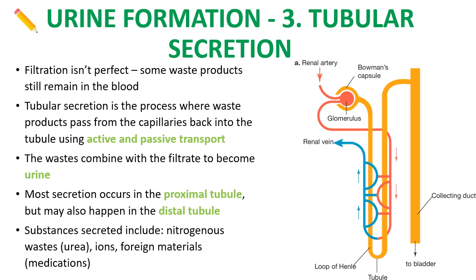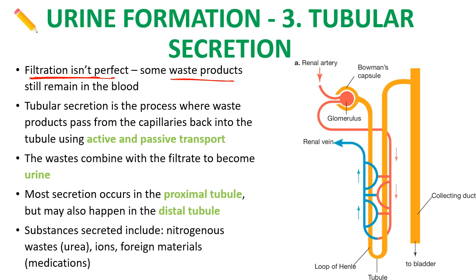All right, so step 2, we've reabsorbed the chemicals that we want. Step 3 is tubular secretion. This is needed because the filtration at the start is not perfect. It doesn't actually filter out all of the waste products. So some of the waste that we need to get rid of from the bloodstream is still in the blood at this stage. So tubular secretion is the process where we're getting rid of those excess waste products from the capillaries and sending them back into the tubule to be part of the urine, and that's going to get excreted.